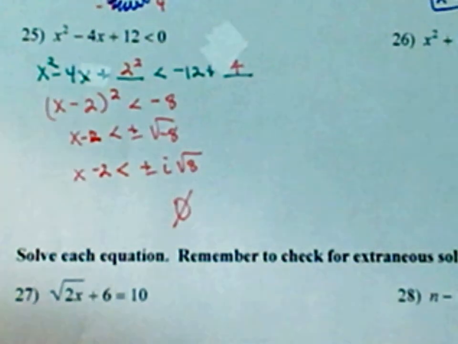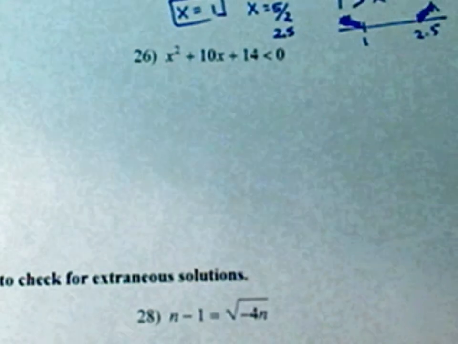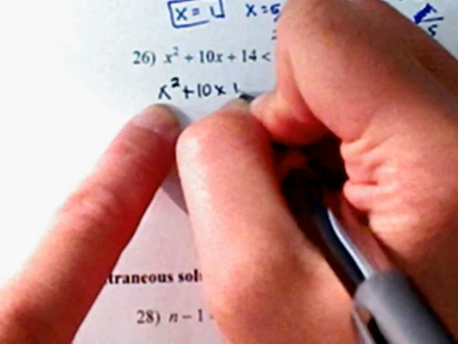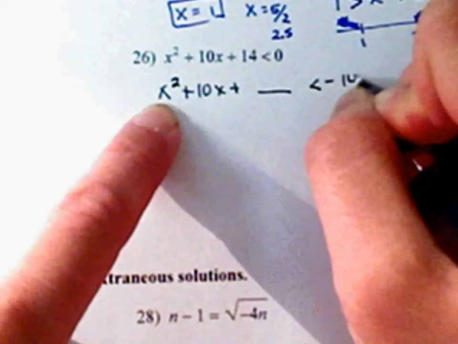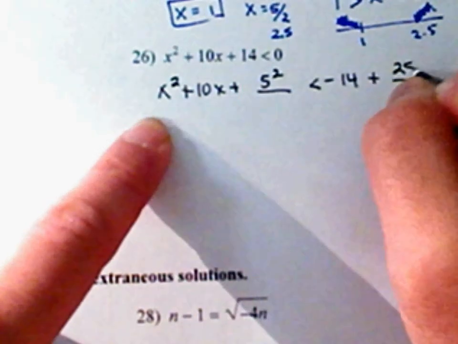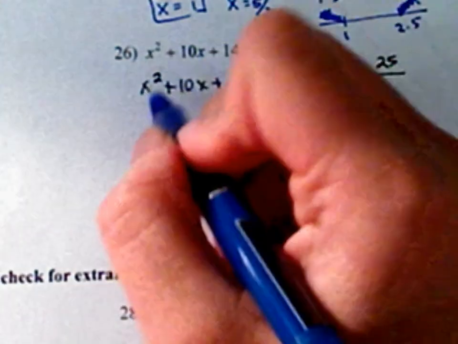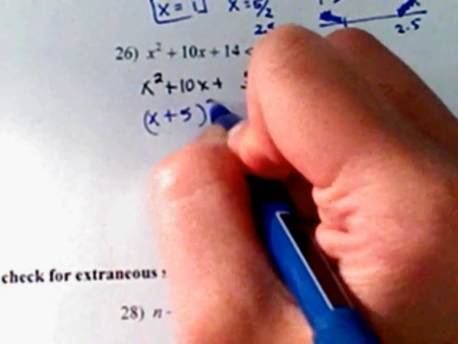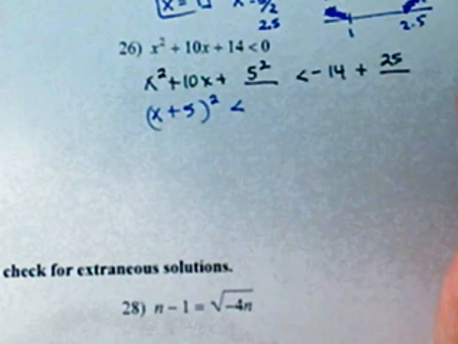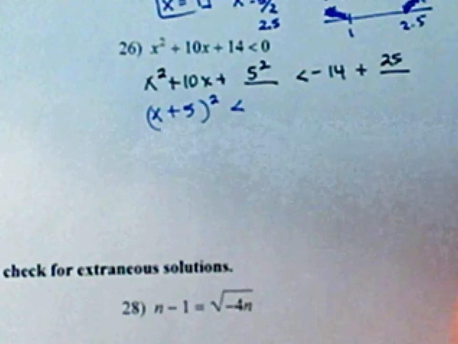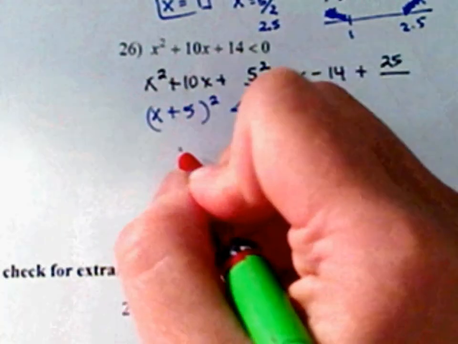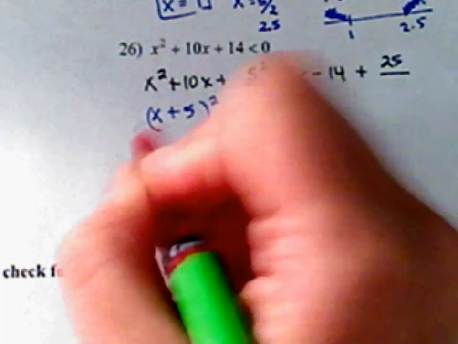26. Here we go. Same thing. Let's do completing the square. X squared plus 10x plus a blank is less than negative 14 plus a blank. So half of 10 is 5 squared, which gives it 25. Let's rewrite. So you got x plus 5 squared is less than negative 14 plus 25 is 11. Okay. Take a square root. So you got x plus 5 is less than the square root of 11 and negative 11.